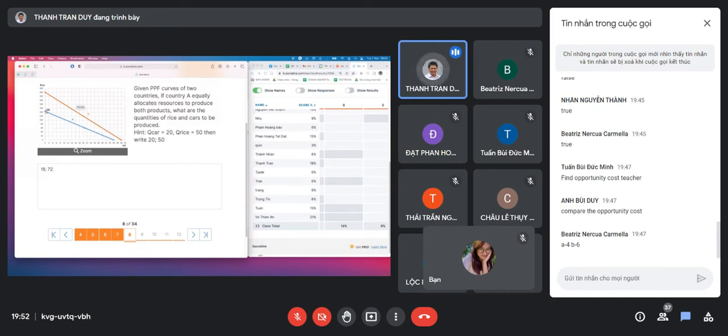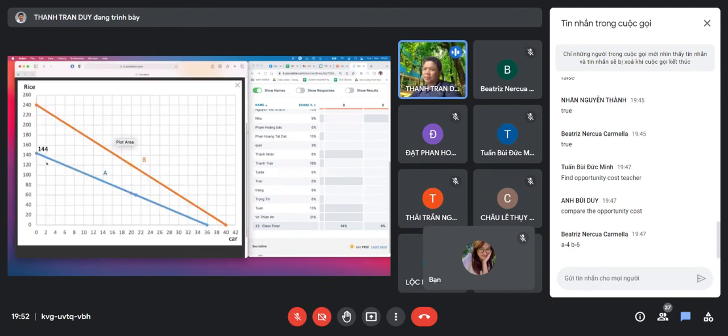Okay. Now, you see this curve, right? Country A, the color is blue, right? Now, if they use 50% of the resources to produce cars, it will be half of 36. It means 18.